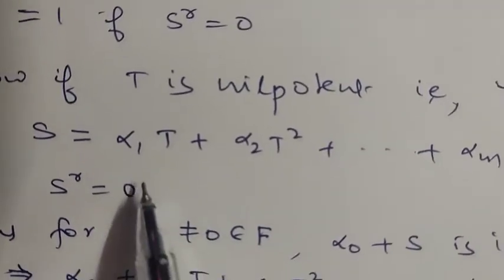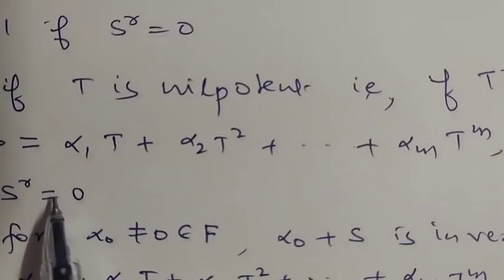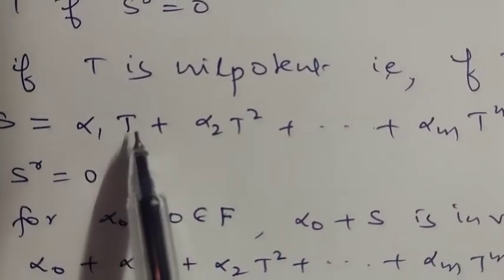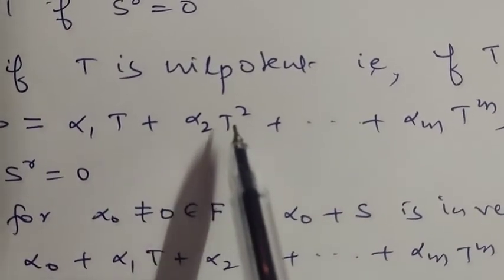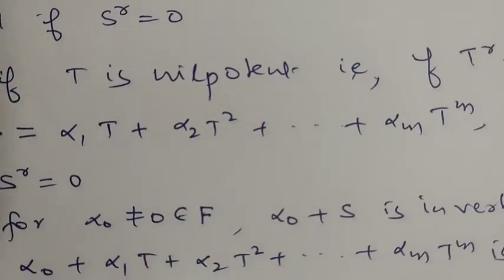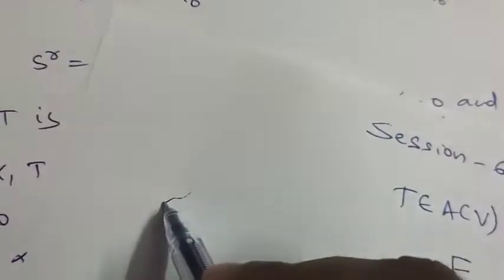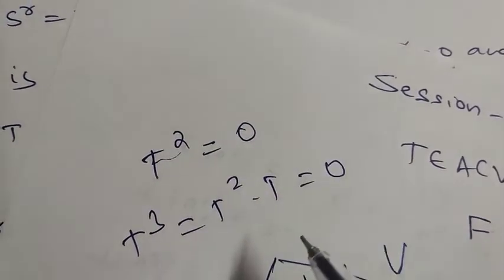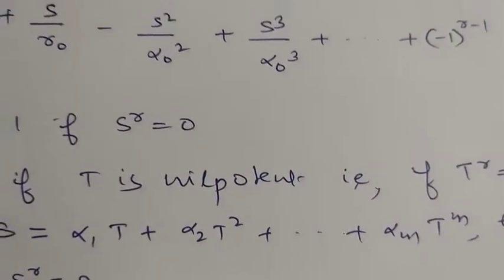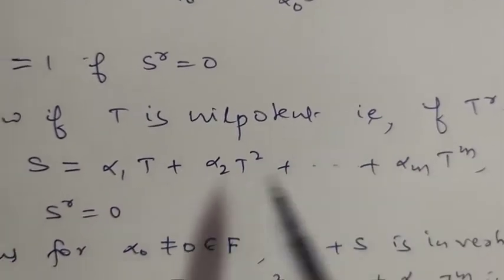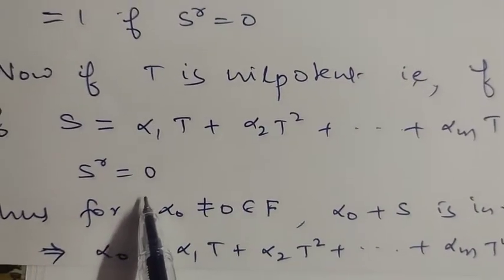S to the power of r is 0 because we have assumed that T to the power of r is 0. What is S to the power of r? It is T^r plus α² into (T²)^r, and so on. T to the power of r itself being 0 means every term will be 0. Because if T² is 0, then what about T³? T³ is T² into T, which is also 0. So every power of T after 2 will be 0. Then S is this one, so S to the power of r is equal to 0.